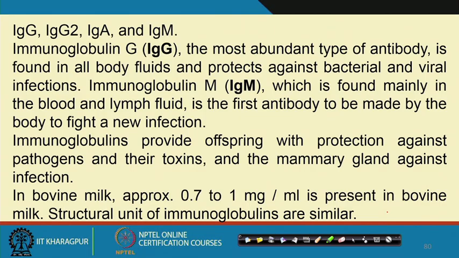Now, another one is immunoglobulin M or IgM, which is found mainly in the blood and the lymph, and is the first antibody to be made by the body to fight a new infection. So, the first antibody produced by the body to fight the infection that has come up is IgM. And if you have come across the blood tests of your parents or seniors, you might have seen that some of them were advised by doctors to undergo tests like IgG, IgM, etcetera, right?